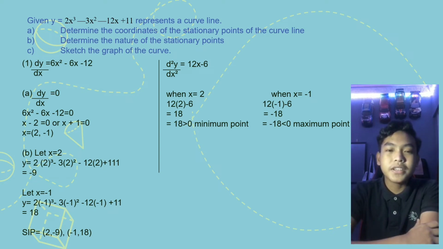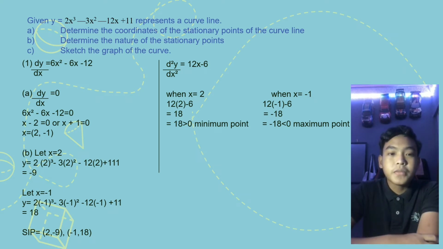My role is the solution for all questions given. The question given is y equals 2x cubed minus 3x squared minus 12x plus 11, representing a curved line. A, determine the coordinates of the stationary points of the curved line. B, determine the nature of the stationary points. And lastly, C, sketch the graph of the curve.